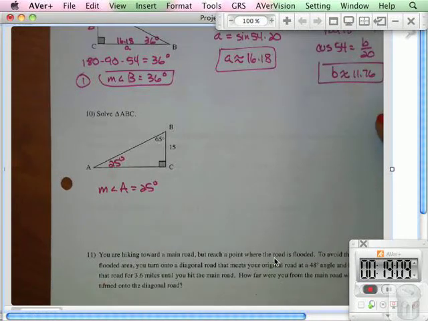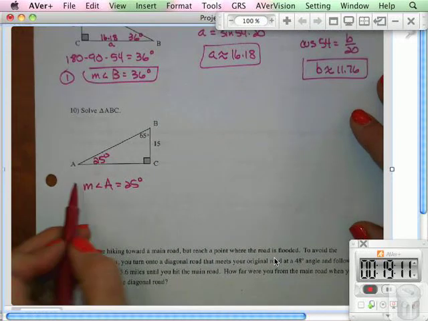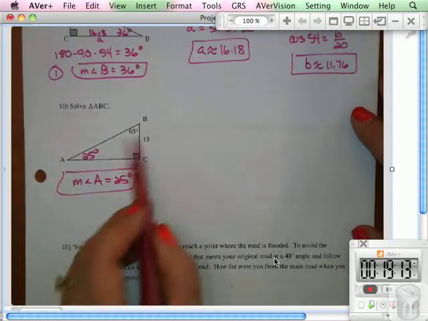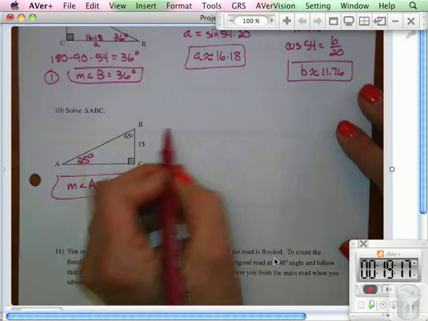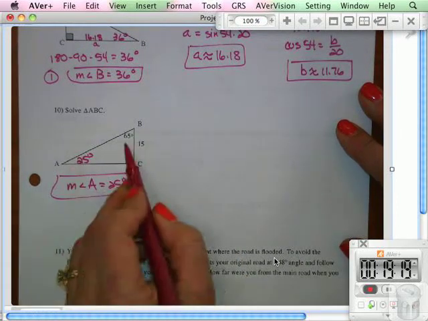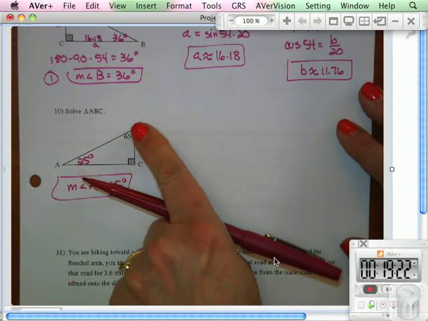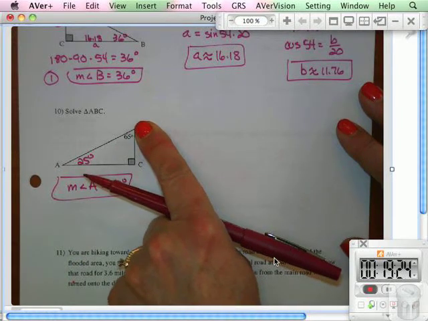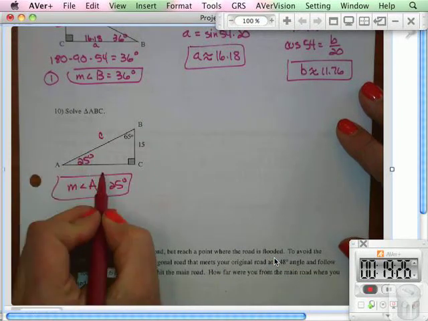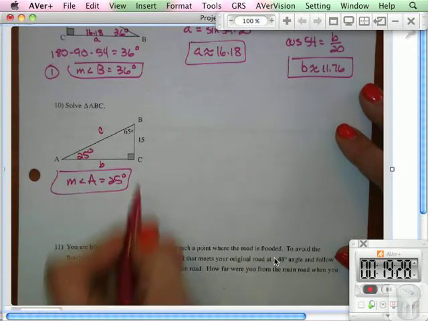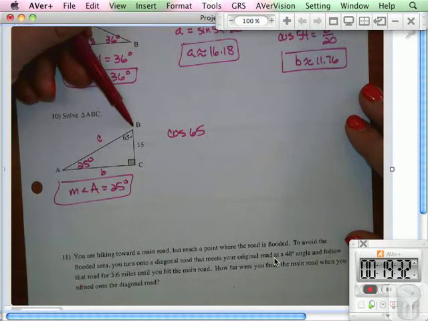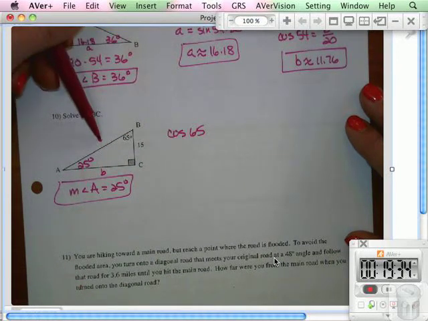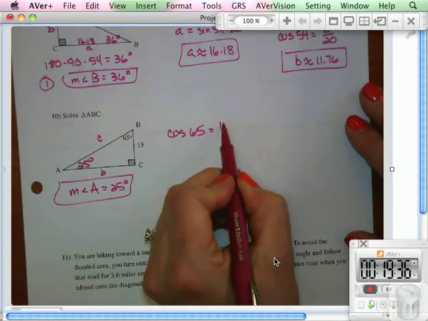Again, we're solving this right triangle. Now, let's find the hypotenuse first, just because it sets up the ratio differently. It doesn't really matter, you don't have to, but I'm going to do the hypotenuse first, and I'm going to use this angle right here, 65. This is side C, this is side B. So the cosine of 65, if I'm coming from this angle, is equal to the adjacent over the hypotenuse, which would be 15 over C.